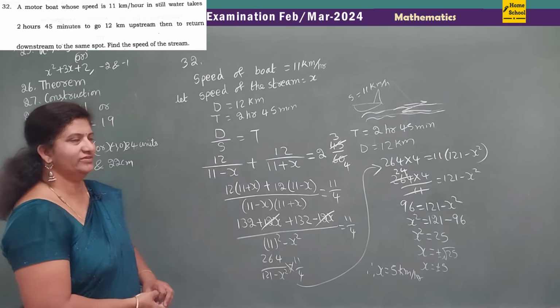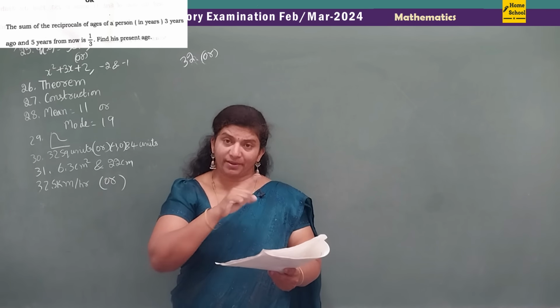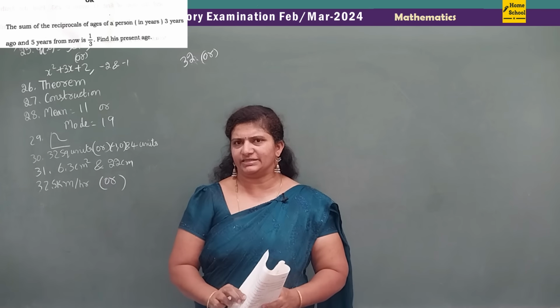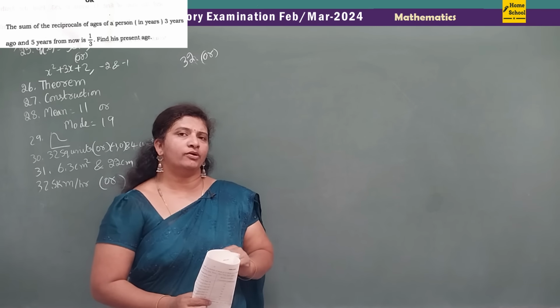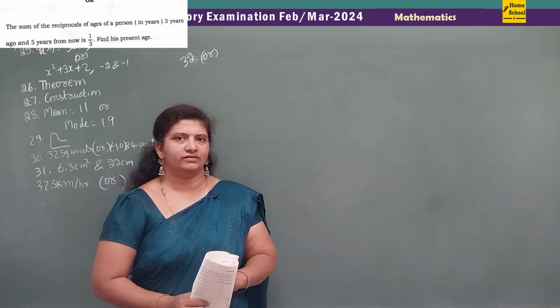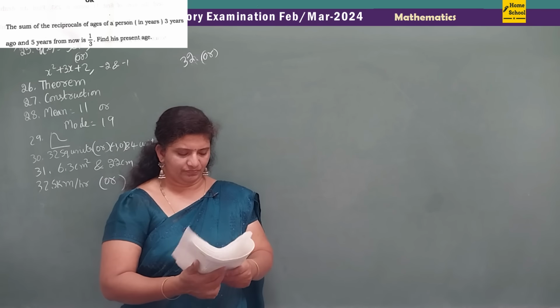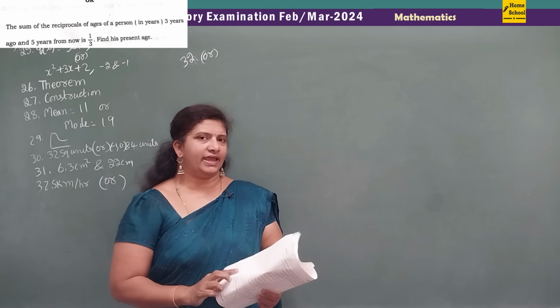The sum of the reciprocals of ages of a person in years 3 years ago and 5 years from now is 1 by 3. Find his present age. So understand the problem carefully. We are talking here about the age of a person 3 years before and 5 years from now, and the sum of the reciprocals of the ages.